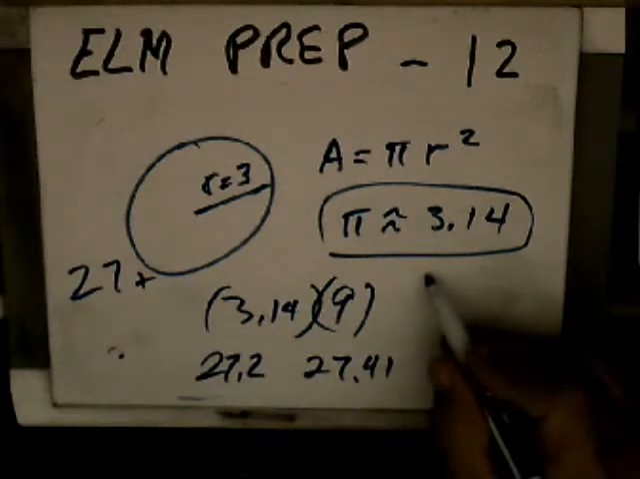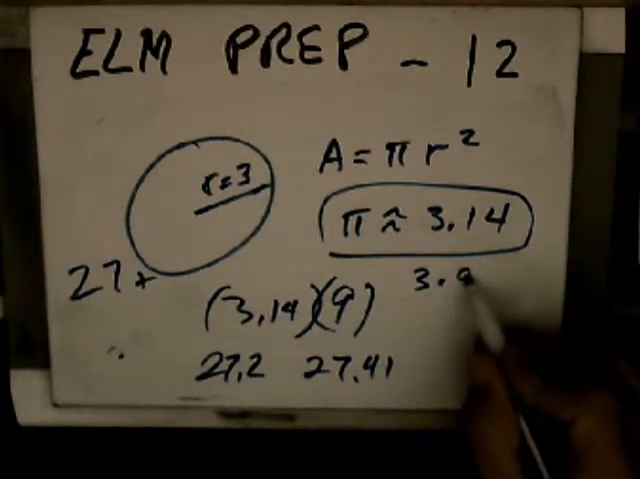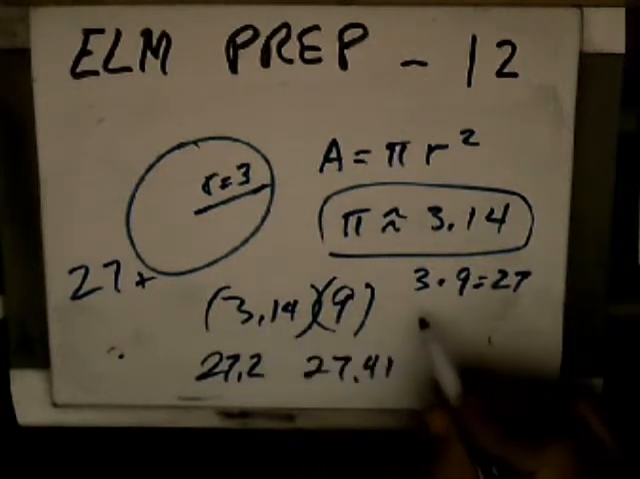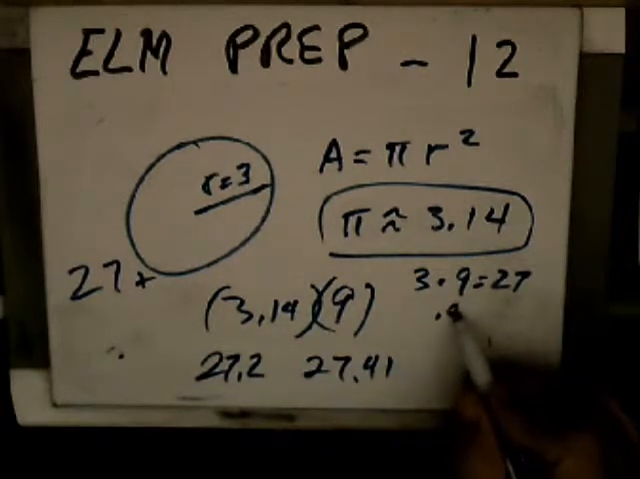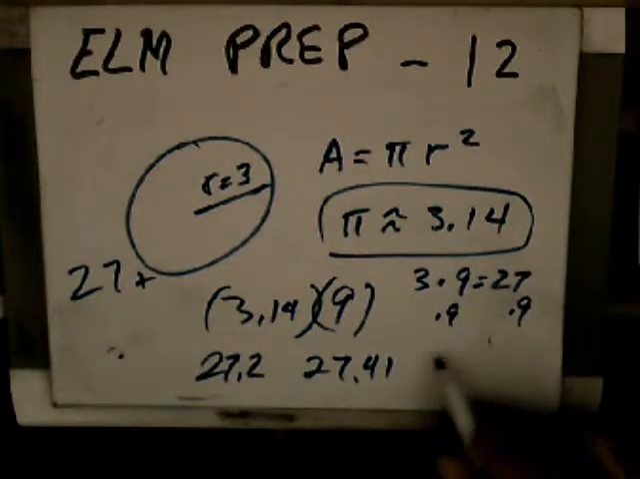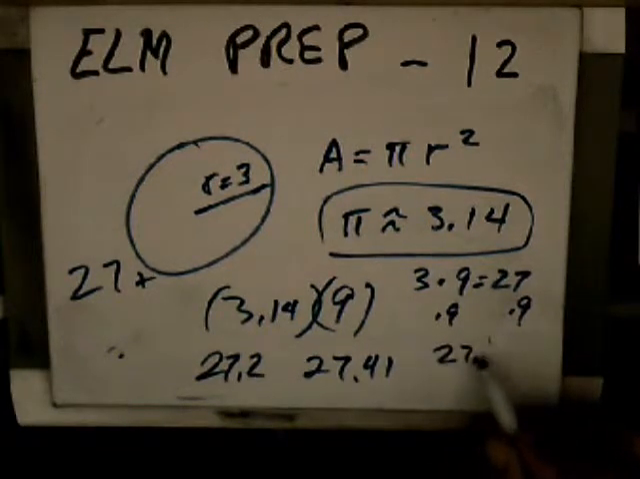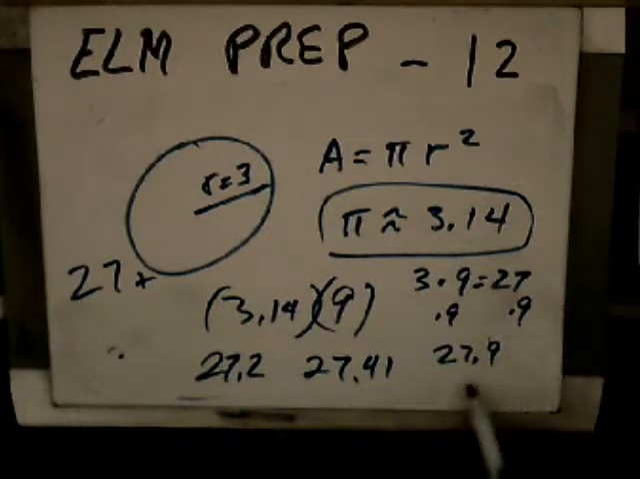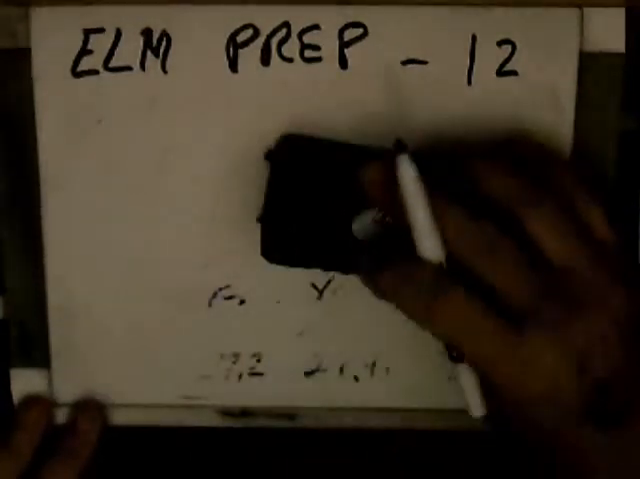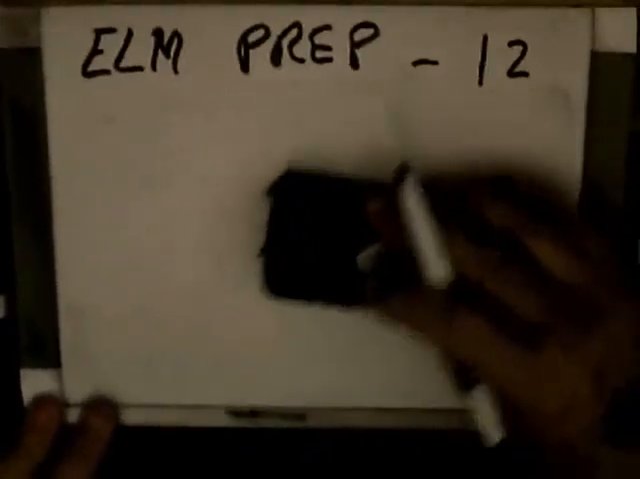So 3 times 9 is 27. And 1/10 of 9 is 0.9. So I'm going to add 0.9 to my answer. So now I'm looking at 27.9. So that's a little closer answer. So now I can get a little closer to what they're asking. But that's one way to do estimates.